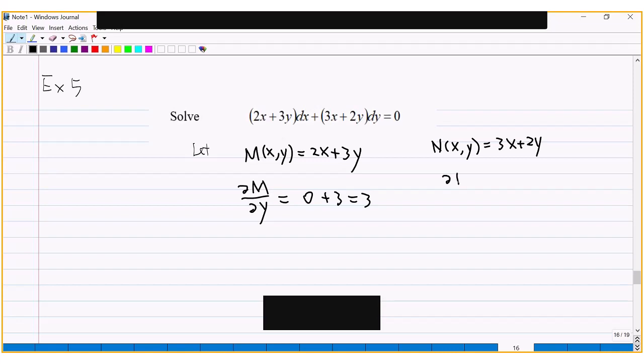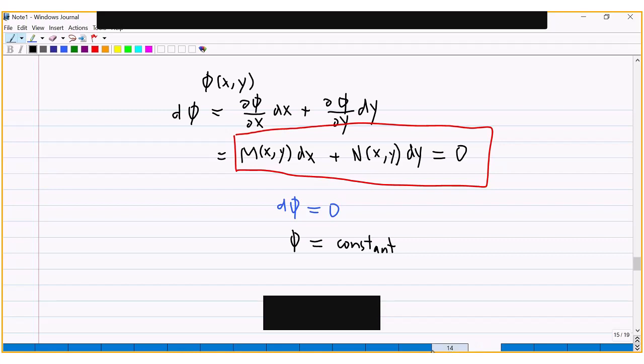Differentiate N with respect to x. Then you also get 3: differentiate 3x, get 3; differentiate 2y, get 0. So this is 3. So you find that partial differentiation of M with respect to y is the same as partial differentiation of N with respect to x. They're equal. Okay? This is what I mean.